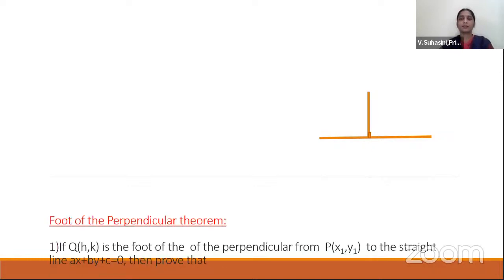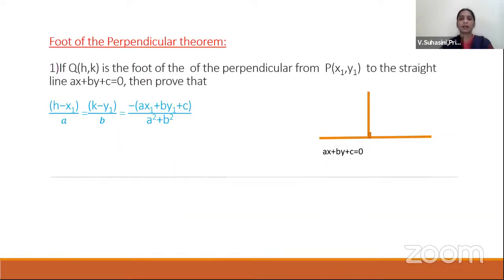Look at the diagram, children. There are two perpendicular lines. And ax plus by plus c equal to 0 is a line. P(x1, y1) is a point in the plane. And a perpendicular is drawn from P(x1, y1) onto the line ax plus by plus c equal to 0. Q(h, k) is the foot of the perpendicular drawn from P onto the line ax plus by plus c equal to 0.